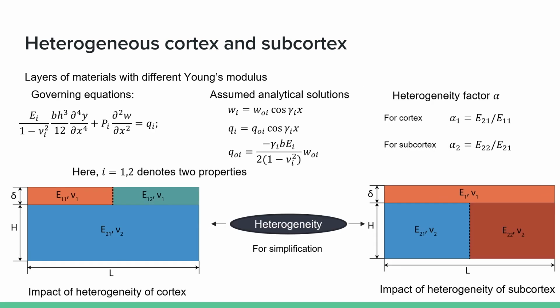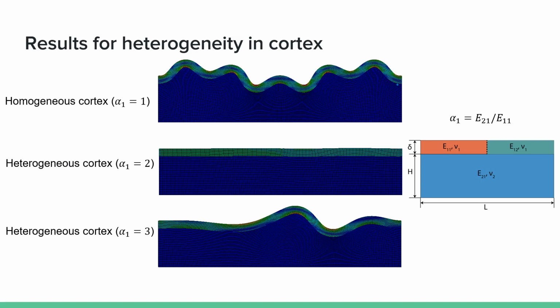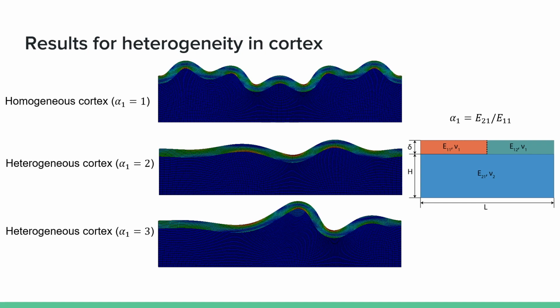For simplicity, we partitioned the cortex or subcortex into two parts and assigned them different mechanical properties. Then we enforced the boundary conditions and let this bilayer grow. The finite element simulation is performed using ABAQUS, varying values of Young's modulus to achieve different kinds of heterogeneity. Here, we introduce heterogeneity into the cortex region. From top to bottom, the ratio between Young's modulus is increased in the cortex layer.